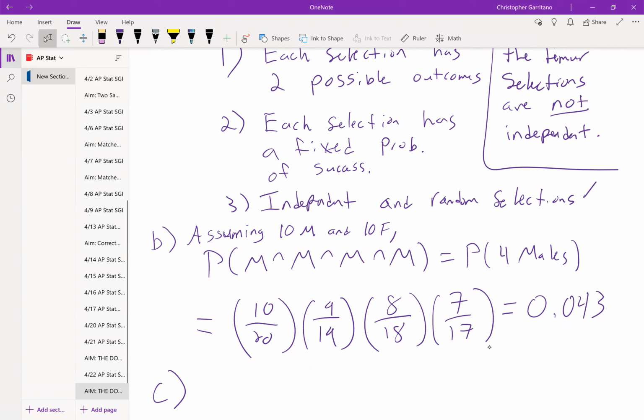All right, so assuming 10 male and 10 female, the probability of male and male and male and male, or in other words, the probability of 4 males, is going to be calculated by, well, your first selection, if there are 10 males and 10 females, then you have a 10 out of 20 chance in your first selection. Your second selection now would be 9 out of 19, because there's one removed from the group of 20, and that one was a male. And then 8 out of 18, and then 7 out of 17. And this probability ends up being 0.043. So it's a very low probability of this occurring, and that is going to be important in the next part of the problem. All right, so this would be a complete answer for part B.